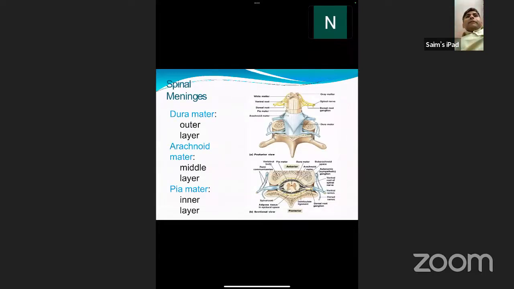Now we have discussed the dura mater, arachnoid, and the pia mater, which are the outer layer, middle layer, and inner layer. Some modifications of the pia mater we have discussed. Here you can see the ligamentum denticulatum. This is the ligamentum denticulatum that is piercing the arachnoid, and it is surrounding the ramus of the spinal nerve. So these are the three layers.